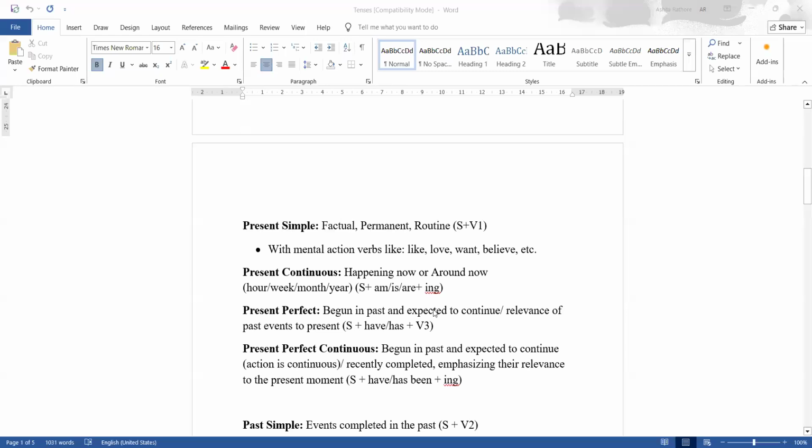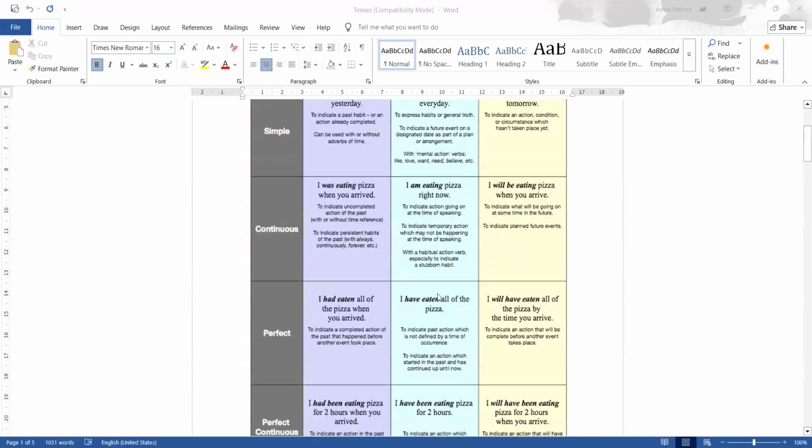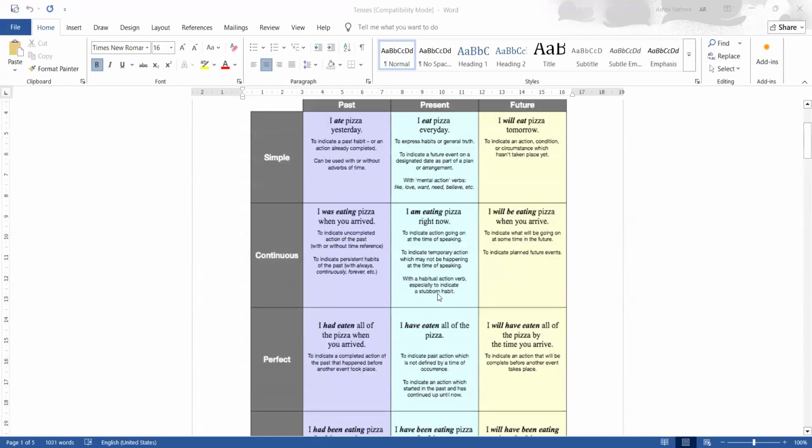Ma'am. Now we move on to continuous. Continuous is the easiest. Yes? So I was eating pizza, I am eating pizza, I will be eating pizza. Very simple. The essence is we are talking about uncompleted actions, or we are talking about actions that are still going on. Just the time loop changes in whatever time frame that action was going on. But what is happening? These actions are not completed, they are in the process of completion. So we are looking at continuity. Very simple.